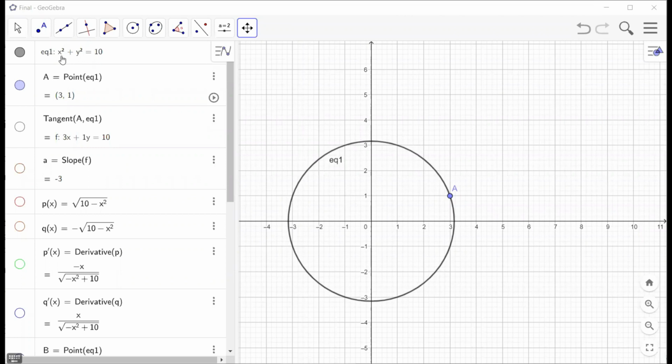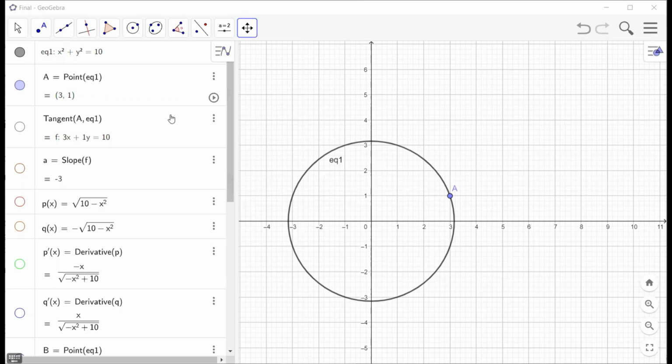I have a relation. You see x squared plus y squared equal 10, and this is the equation of a circle, as you see in the graph. With this equation, we want to calculate visually the slope of the tangent at point A, (3, 1). So we can discuss this relation and find dy by dx at x equal 3 and y equal 1.